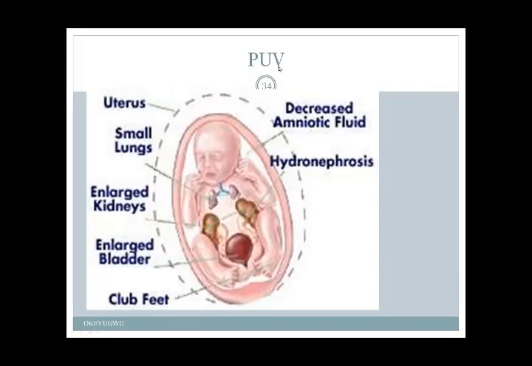So this is one other cause. Small lungs, you see, enlarged kidneys because of the renal backflow, enlarged bladder, club feet. The movement is affected here. This is the club feet. Hydronephrosis is there, and decrease in amniotic fluid flow.